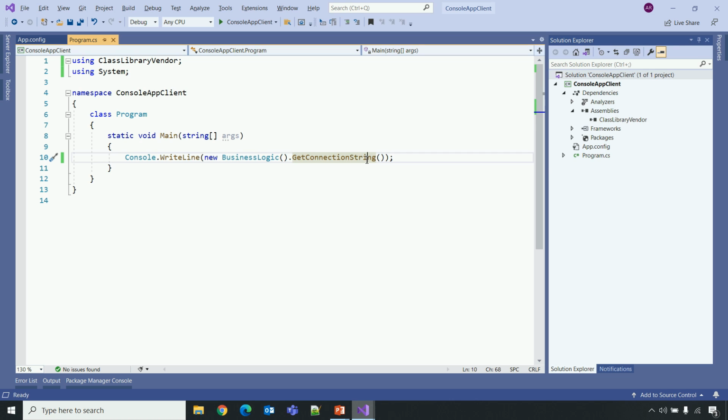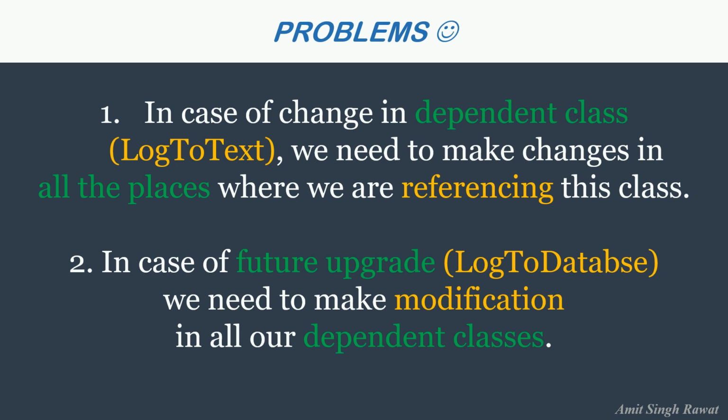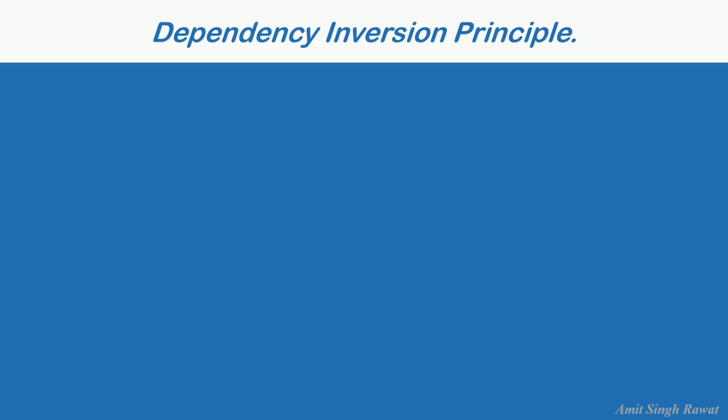Let's get back to the slide. So with the current implementation, we are able to get rid of problem 1, but problem statement 2 still persists. Let's learn another concept before getting rid of this problem statement. And the new principle is the Dependency Inversion Principle.